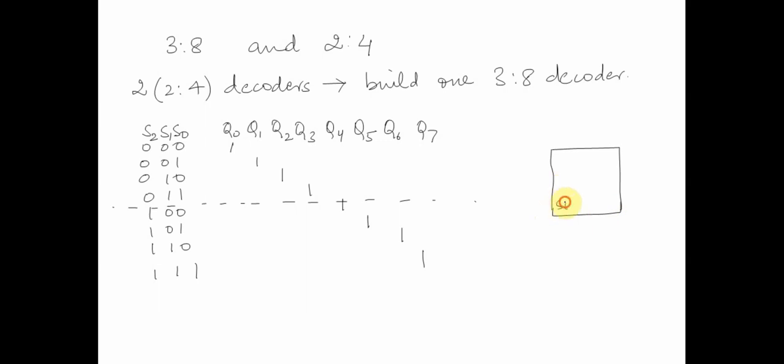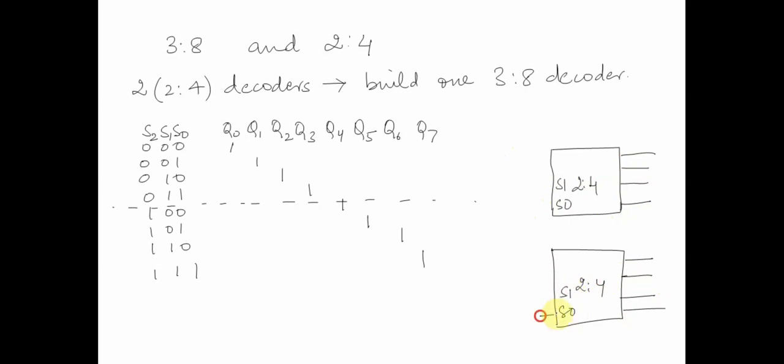So basically internally this is S0, this is S1, and this has 4 outputs. And then internally we have 4 outputs again. This is a 2 to 4 decoder, this is a 2 to 4 decoder, this is again S1, this is again S0, right?